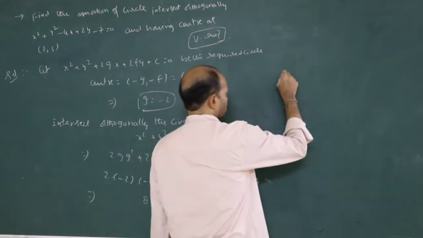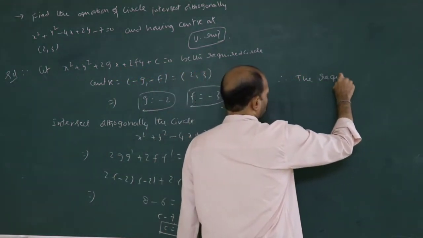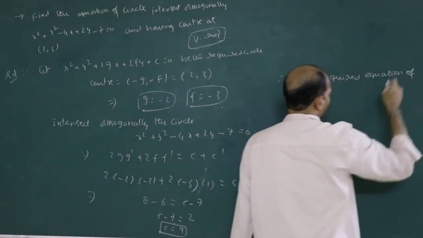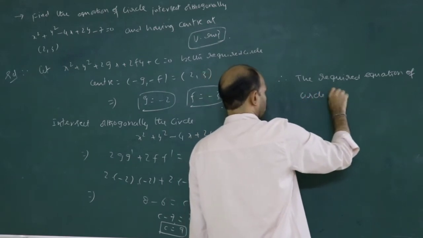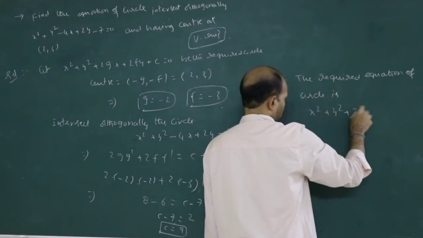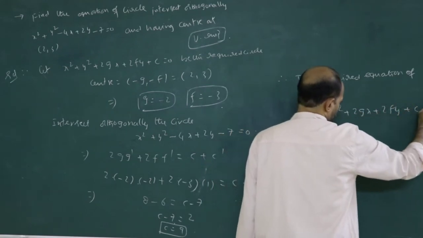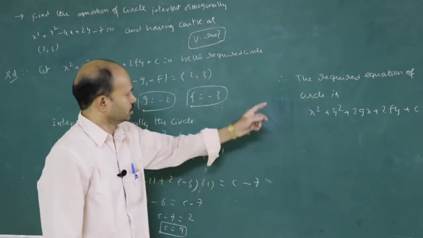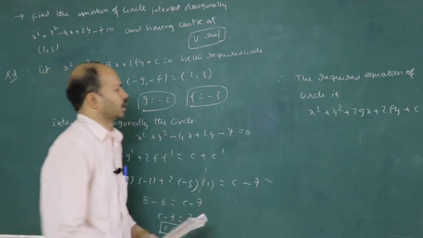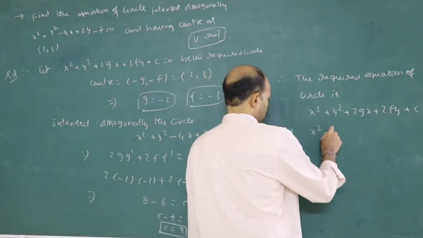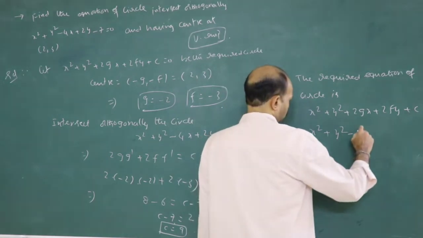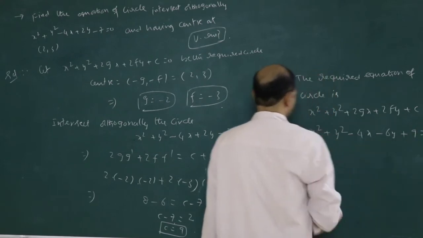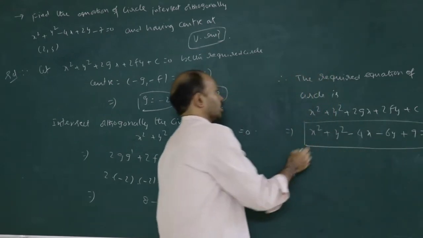Therefore, the required equation of circle is x square plus y square plus 2gx plus 2fy plus c is equal to 0. What is g, f, c? C is equal to 9. You can apply here. That implies the equation is x square plus y square minus 4x minus 6y plus 9 is equal to 0. This is the required conclusion.